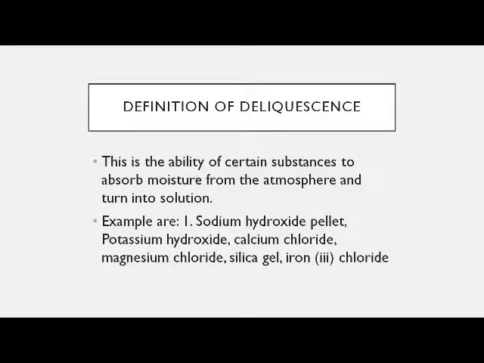Now, what is deliquescence? Deliquescence is the ability of certain substances to absorb moisture from the atmosphere and turn into solution. Examples of substances that exhibit this quality are: sodium hydroxide, also known as caustic soda pellets, potassium hydroxide pellets, calcium chloride, magnesium chloride, silica gel, and iron(III) chloride. These are examples of substances that, upon absorption of moisture or water from the atmosphere, turn into solution.